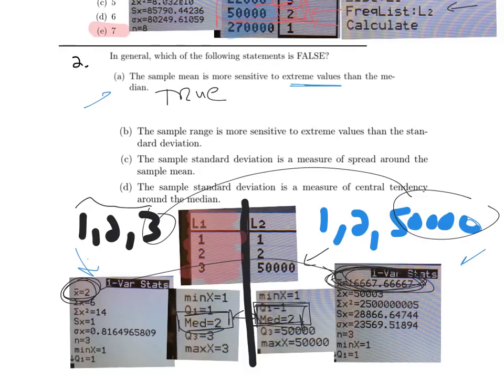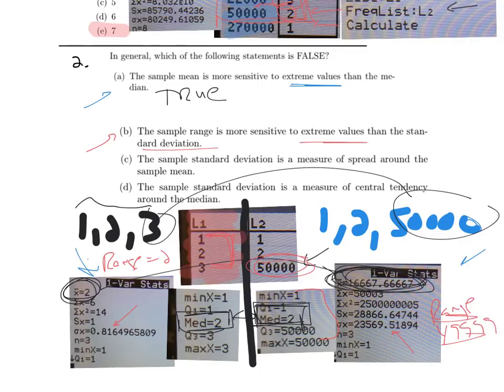Number 2, the sample range is more sensitive to extreme values. Well, look at the range. That's the greatest number minus the smallest number. Here you have a range of 2 in this first set of data. For the second set of data, here you have a range of 49,999. So as the extreme value is introduced, as this 50,000 number is added, the range jumps up dramatically. But the standard deviation goes from 0.8 to 23,500, give or take.